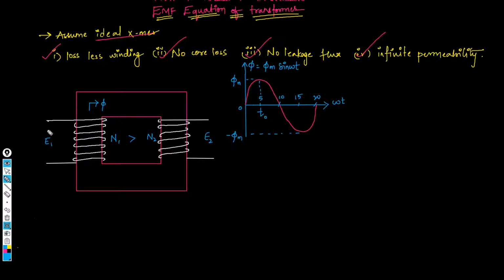So now it's time to decide the polarity of E1 and E2. To assume the polarity of E1 and E2, we need to make some assumptions, like there is a load connected, because only when a load is connected does the current flow. If the current flows, then only we can say that it has some opposing force to the previous flux. So in order to assume this, I am assuming that this circuit is closed by means of some load.